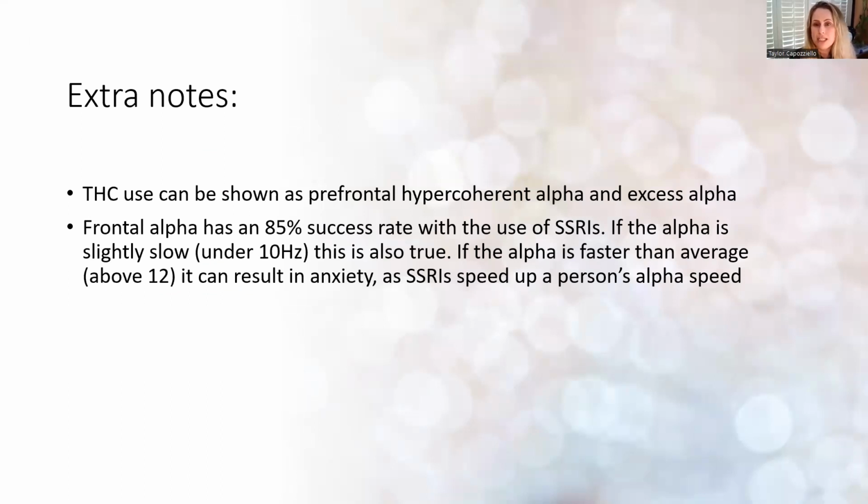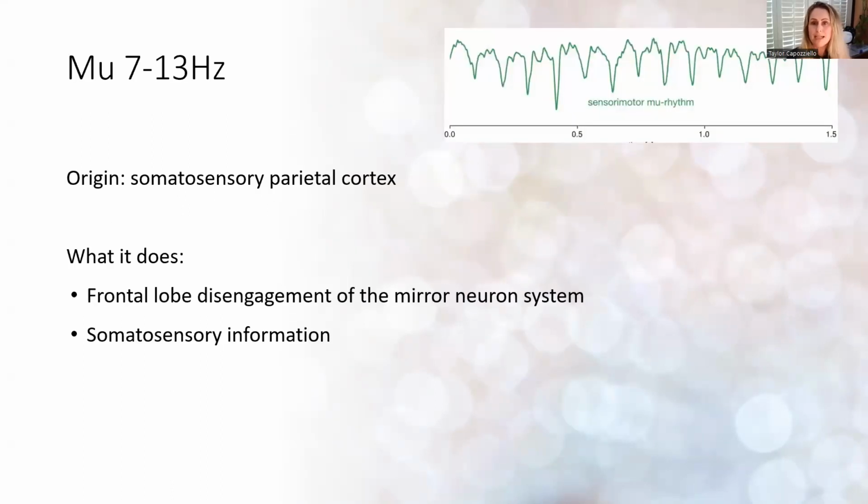Well, extra things: THC can be shown prefrontally as hypercoherent alpha or excess alpha. So that other person that we saw earlier that had a whole bunch of prefrontal alpha, they either are using a whole bunch of THC or we wouldn't want them to, because it's going to exacerbate that even more. People with frontal alpha have been shown to have an 85% success rate with the use of SSRIs, but that's only if their alpha is a little under 10 hertz. If the alpha is faster than average, especially above 12, it can result in anxiety, as SSRIs speed up a person's alpha.